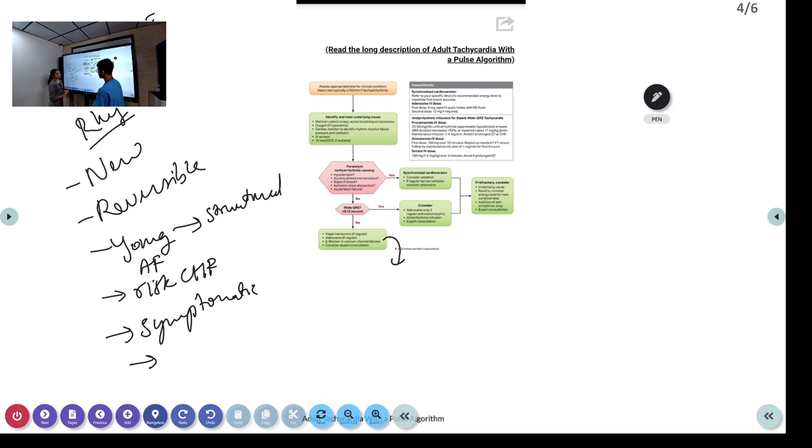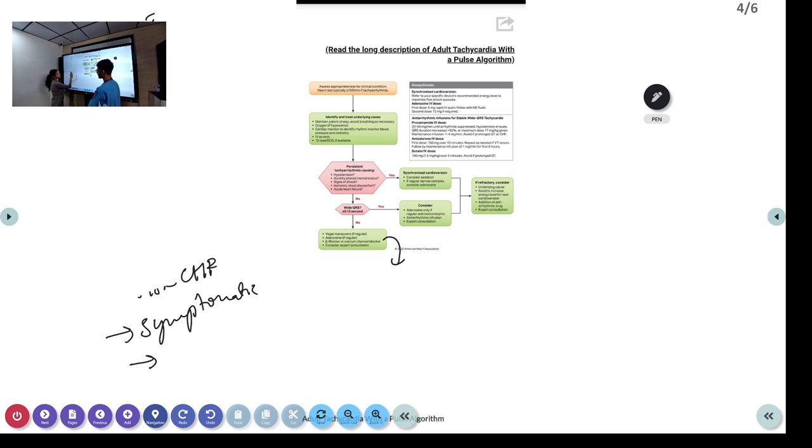So beta blockers we gave, then since it was new AF with a reversible cause, you planned rhythm control. What was given for rhythm control? Amiodarone. What was the dose? Amiodarone initially 150 mg within 10 to 15 minutes, then 1 mg per minute for 6 hours, and then 0.5 mg per minute for the remaining 18 hours. How will you give amiodarone?